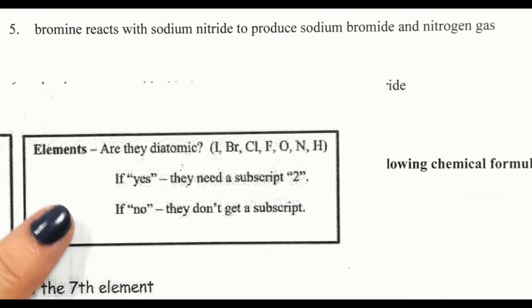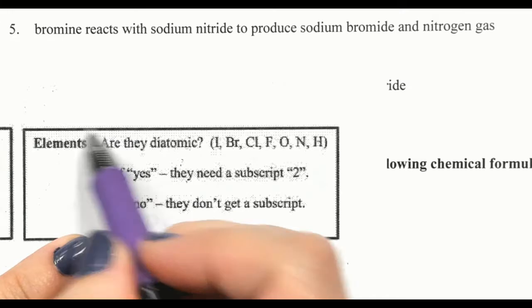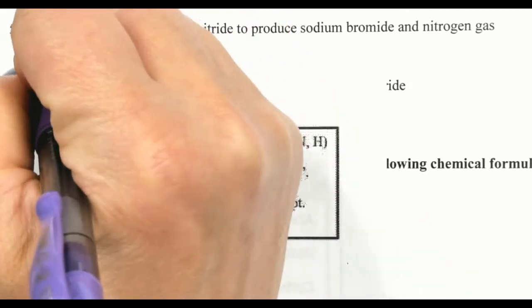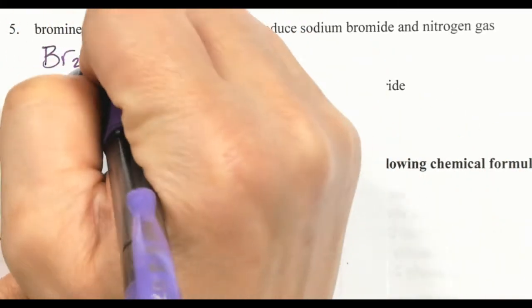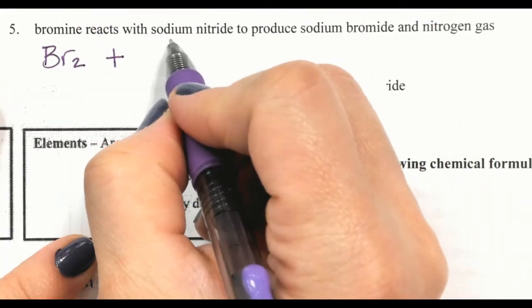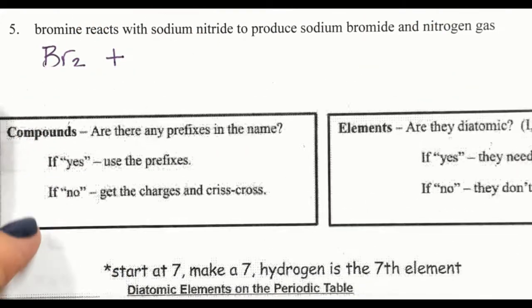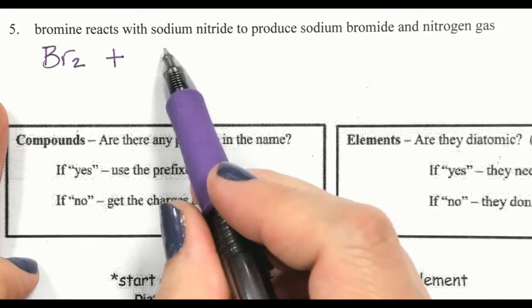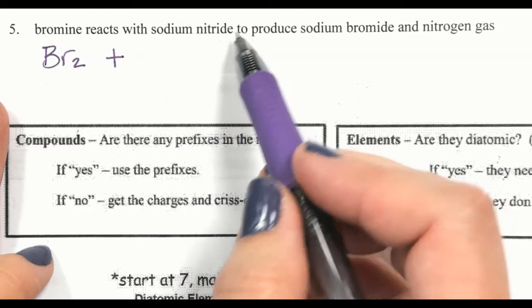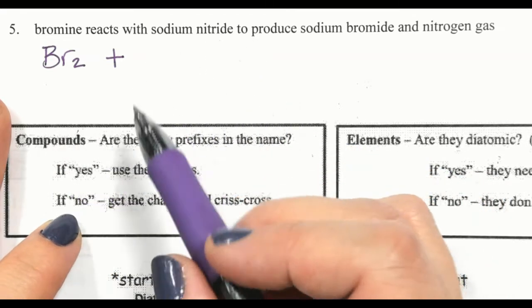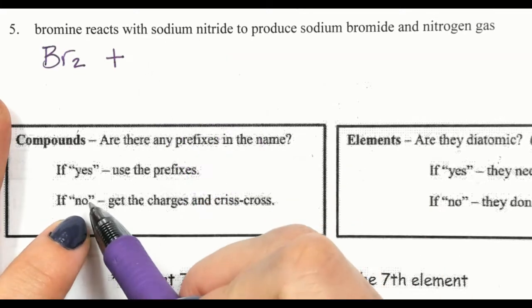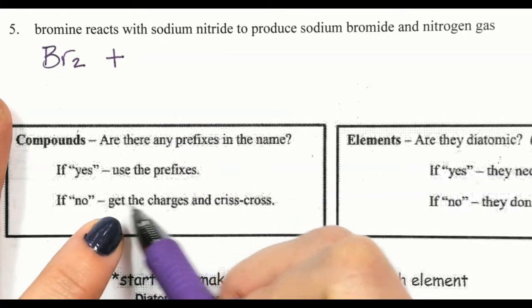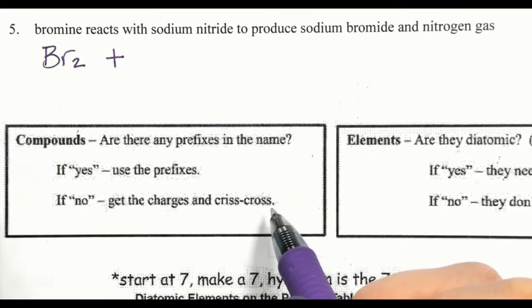Number 5, bromine is an element, and it is one of the diatomics, so it's going to be Br subscript 2. Reacts with means put a plus symbol, and then sodium nitride is a compound. Because sodium and nitrogen combine together, it's 2 or more elements that make a compound. So, do they have any prefixes? There are no prefixes. So since there's no prefixes, go get the charges and crisscross those charges.